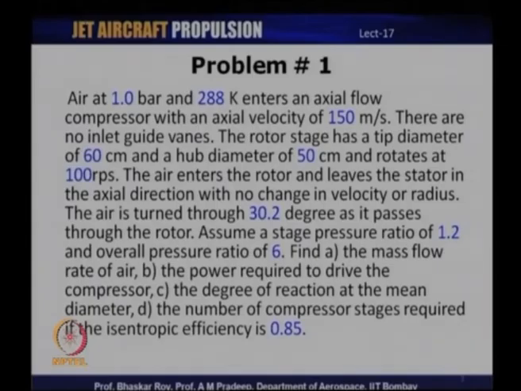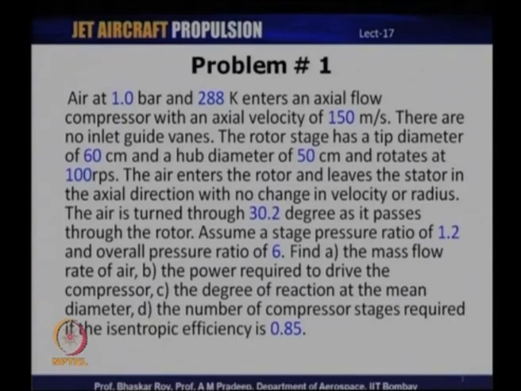This problem is again on an axial compressor, which states that air at 1 bar and 288 Kelvin enters an axial flow compressor with an axial velocity of 150 meters per second. There are no inlet guide vanes. The rotor stage has a tip diameter of 60 centimeters and a hub diameter of 50 centimeters and rotates at 100 revolutions per second. The air enters the rotor and leaves the stator in an axial direction with no change in velocity or radius. The air is turned through 30.2 degrees as it passes through the rotor. Assume a stage pressure ratio of 1.2 and overall pressure ratio of 1.6.